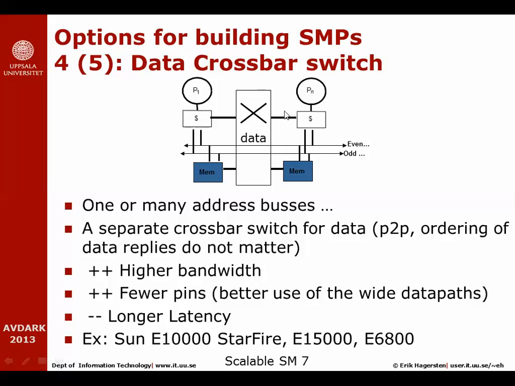Maybe it's even cheaper. You can implement the same data bandwidth using much fewer wires than you would otherwise. So fewer pins, but maybe a slightly longer latency. If this is a multi-stage network, it could take maybe 5 cycles. So the latency is longer, but the bandwidth is much higher. And there are several examples where this has been implemented as well.